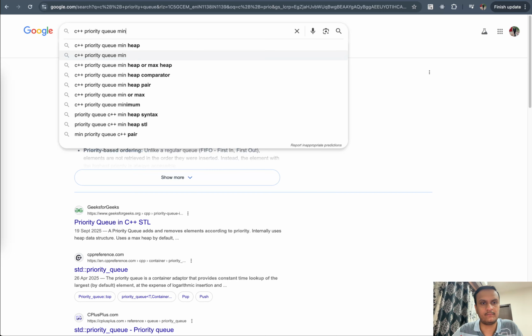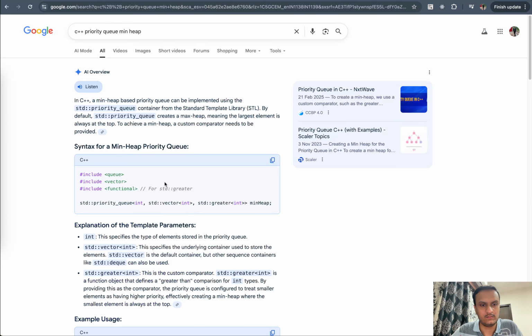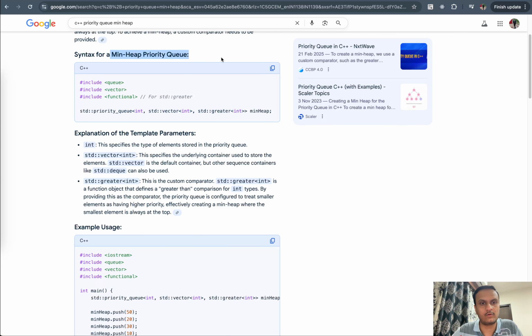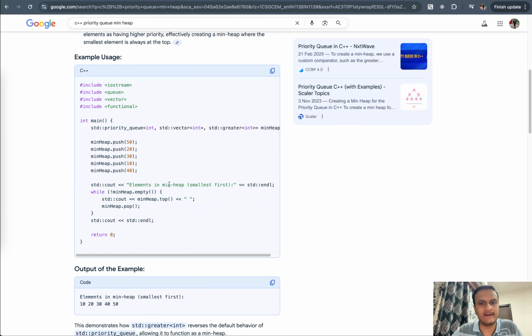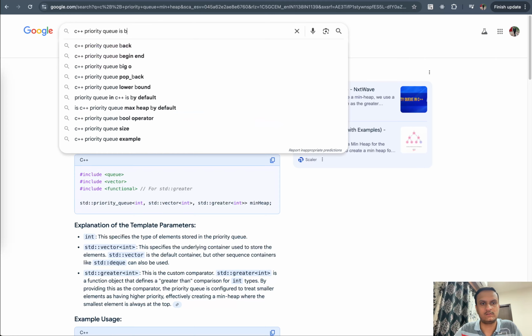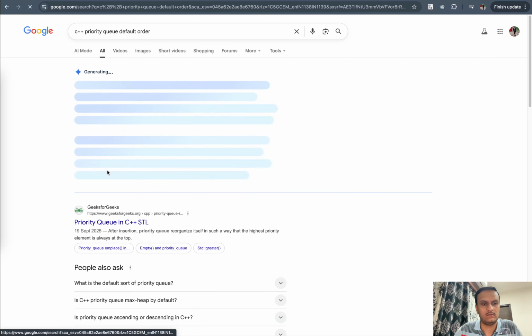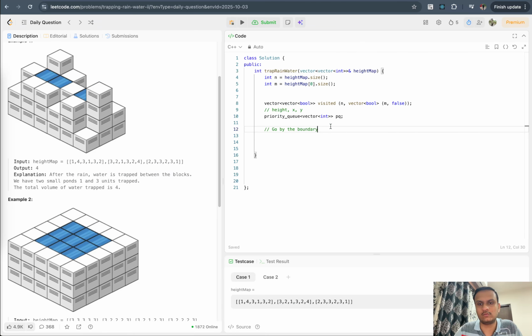Let me check if it's min heap or max heap. For a min heap we have to add this greater int as well, the greater of vector as well. By default it's a max heap. Okay, by default the order is max heap. So to get a min heap I have to keep this vector of integer. How will this greater thing solve it for a vector? I don't think it will be able to solve. Let's try the algorithm first. We can go by that after that.